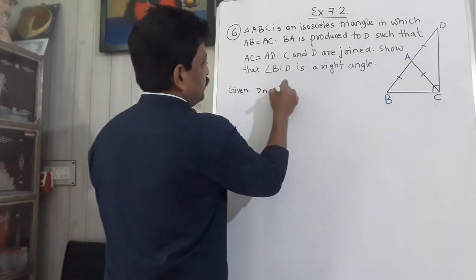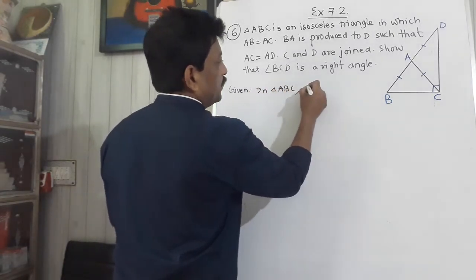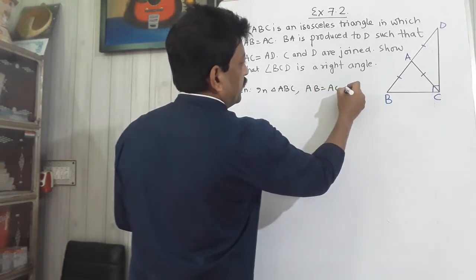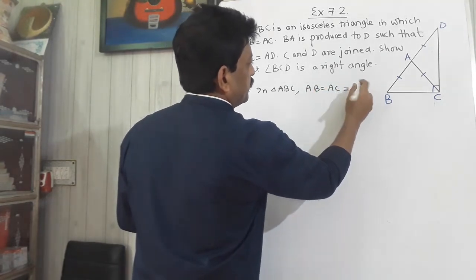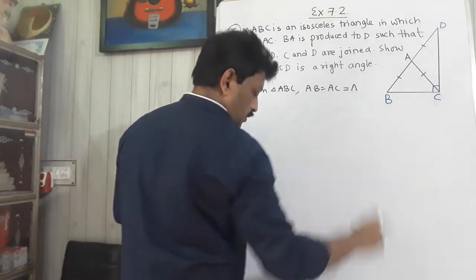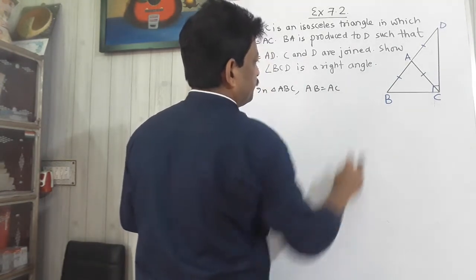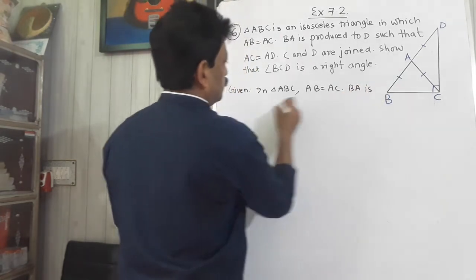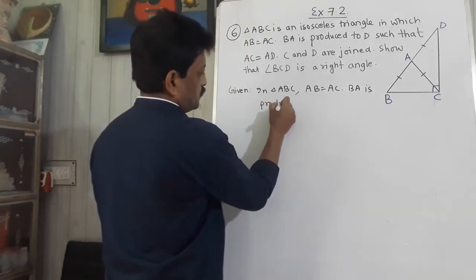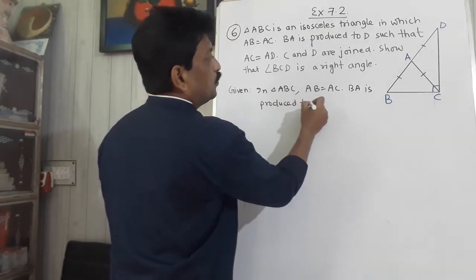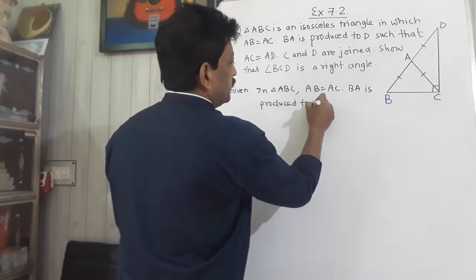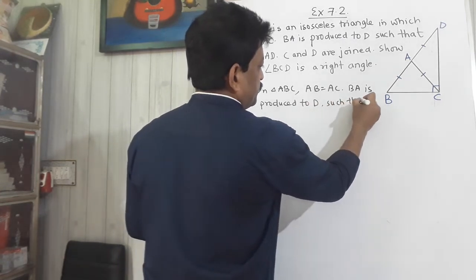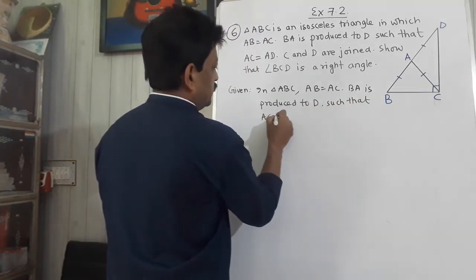Given: In triangle ABC, AB equals AC equals AD. BA is produced to D such that AC equals AD.